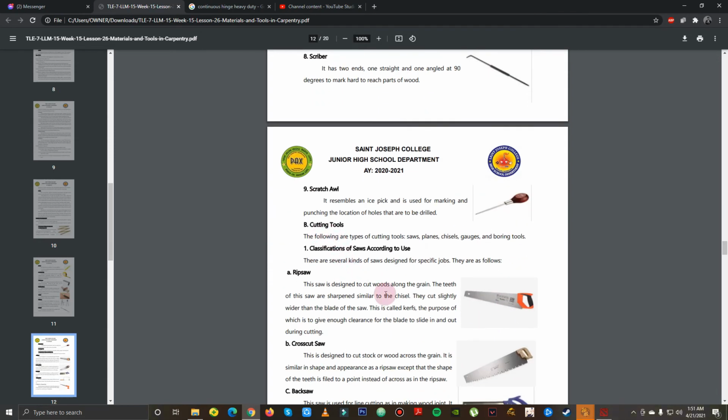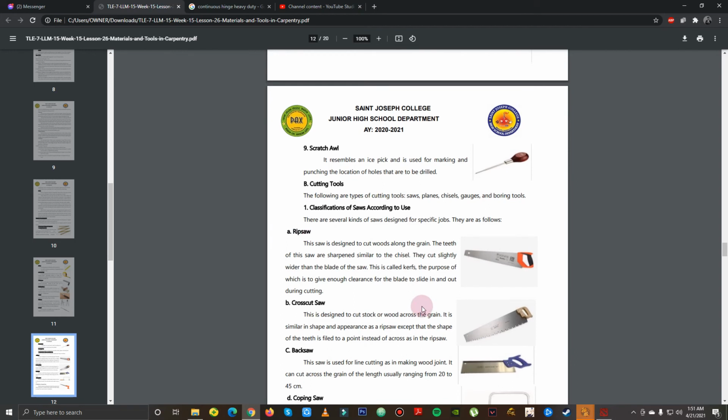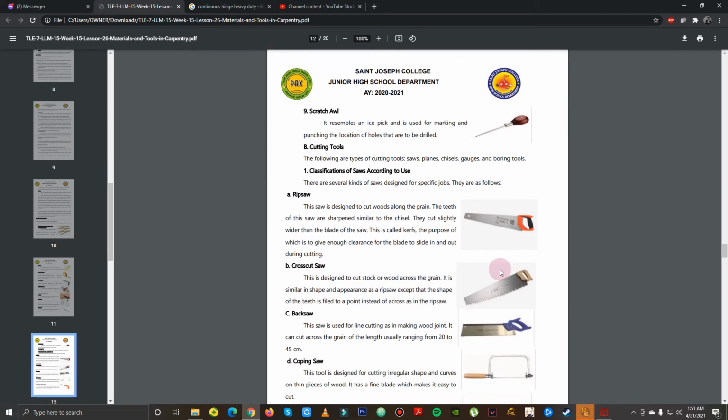Okay, and these are the cutting tools. Rip saw, crosscut saw. Crosscut saw has a what does this call?